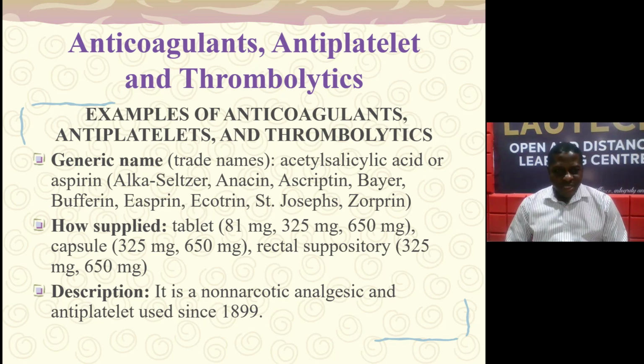To describe these drugs, it is a non-narcotic analgesic and antiplatelet used since 1899. You can see that the drugs are being used for a long period of time and is still in use till date. So it's still effective, except that there are some contraindications and complications, I mean adverse effect when it is used for a long time.